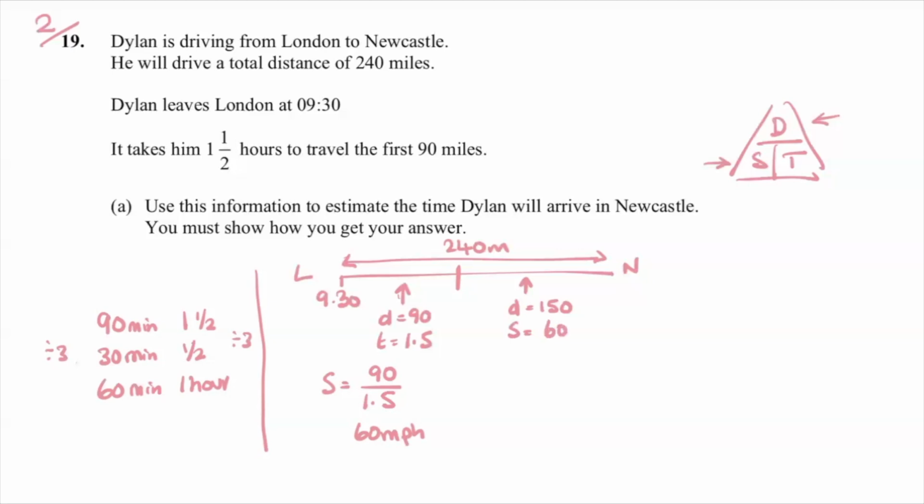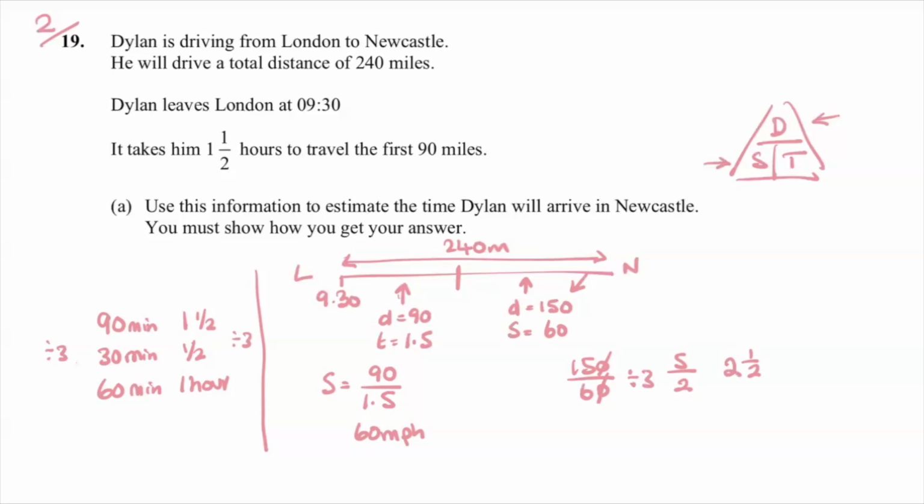I can work out the time it's going to take to travel that distance of 150. So we've got 150 over 60, distance over speed. Divide through by 10. I can then divide through by 3 to cancel this down a little bit. 3s into 15 go 5, 3s into 6 go 2. How many 2s can I get into 5? 2 with 1 left over. So that second part of the journey is going to take 2.5 hours.